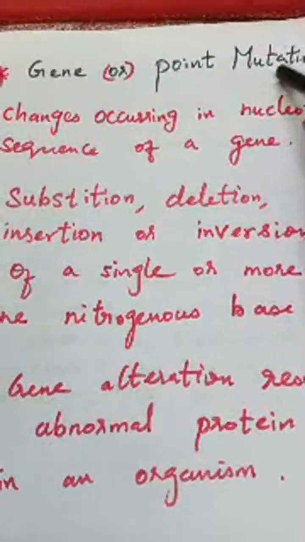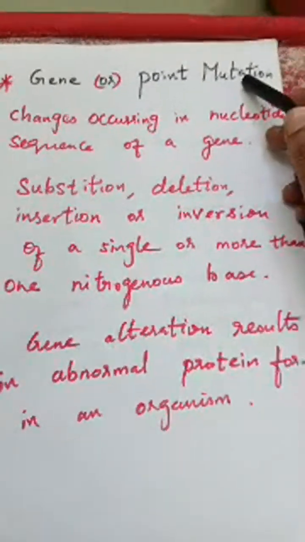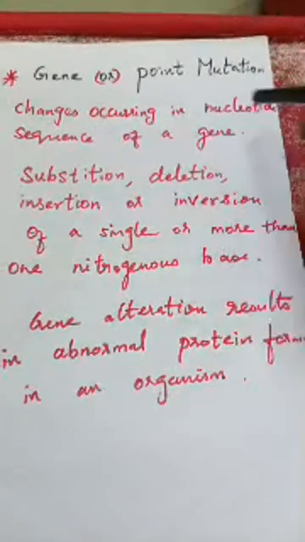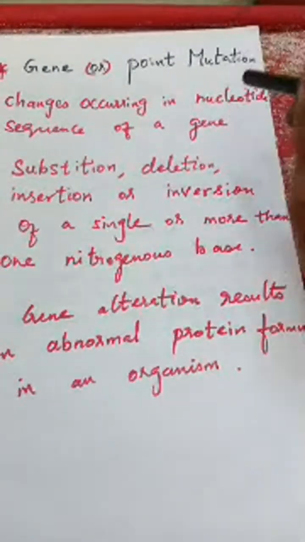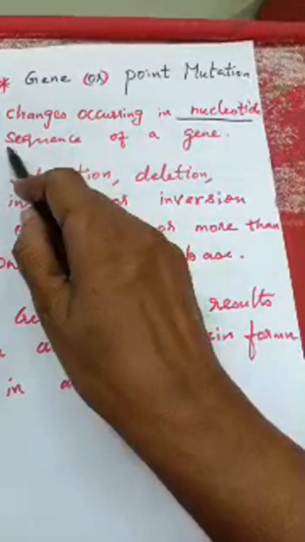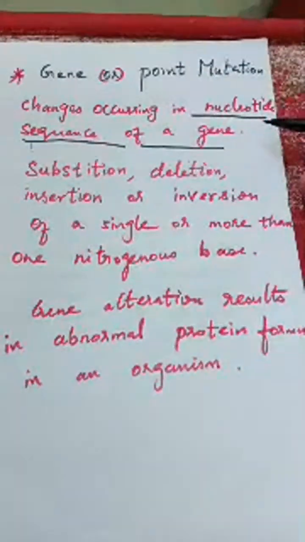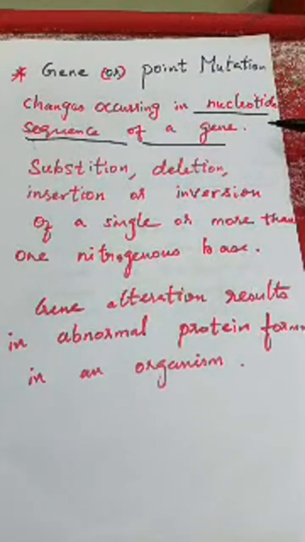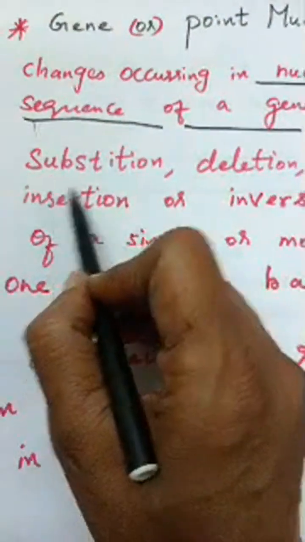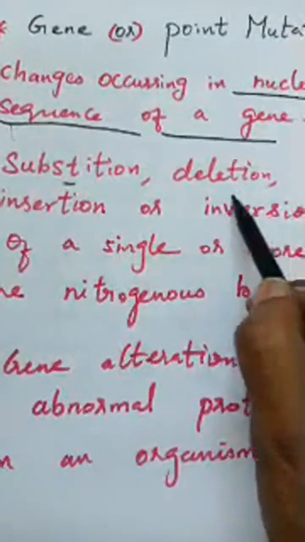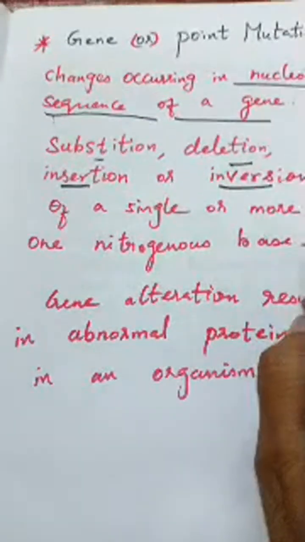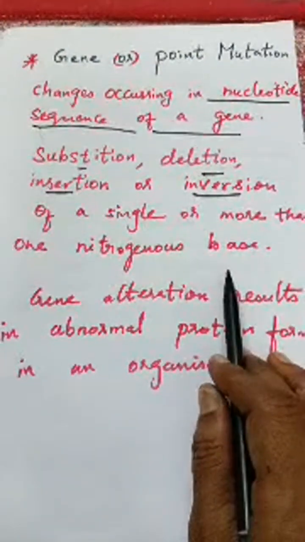This is another type I explained to you in the beginning during the introduction part. Gene or point mutation is nothing but the changes occurring in the nucleotide sequence of a gene. This I told you in the beginning. So here there will be nucleotide substitution, nucleotide deletion, nucleotide insertion or inversion of a single or more than one nucleotide base.